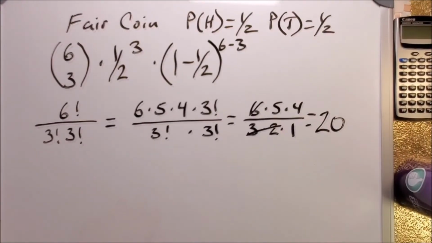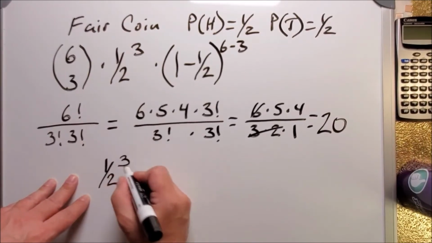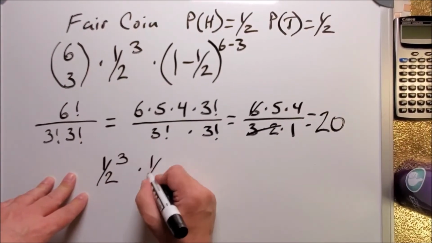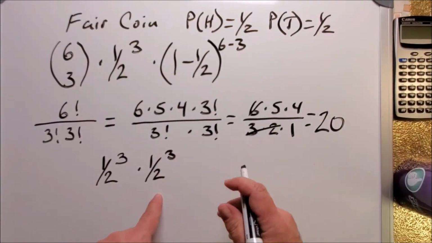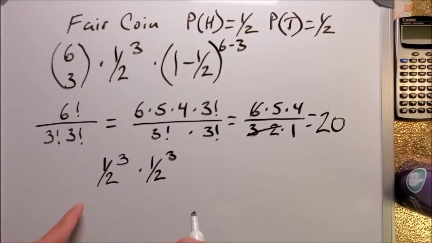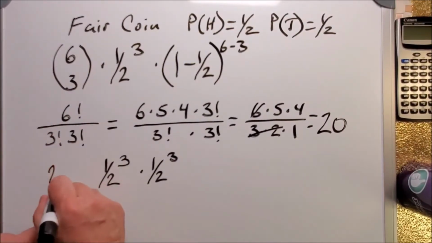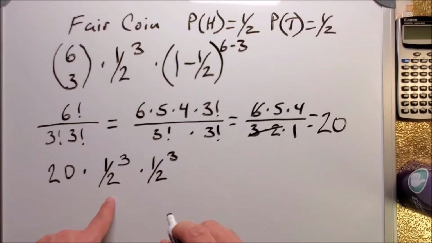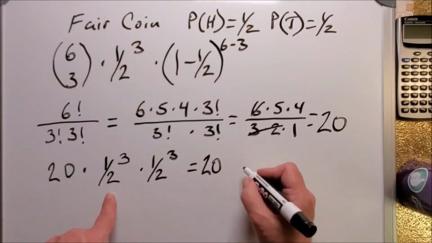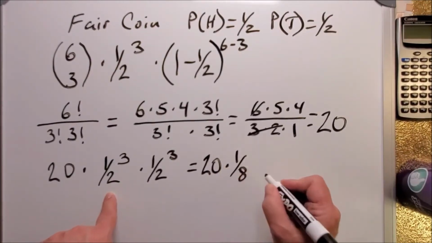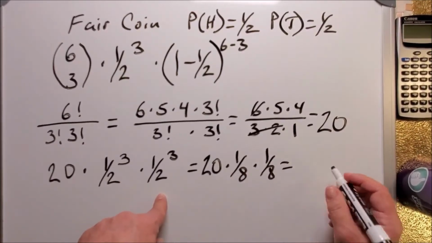Well, that's the 20. Next part of this will be 1/2 to the 3rd power times 1/2 to the 3rd power. I'm not writing 1/2 to the 6th power this time. Let's do it right. I won't take the shortcut. Remember, we're going to be taking the combinatoric expression of 20 and multiplying these expressions by that. So what we have is 20 times 1/8 times 1/8. I'll leave it for you guys to figure that out.